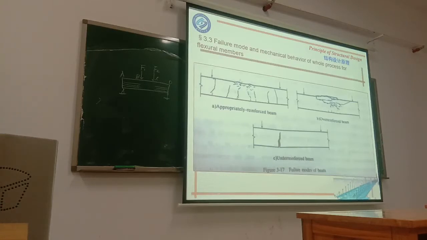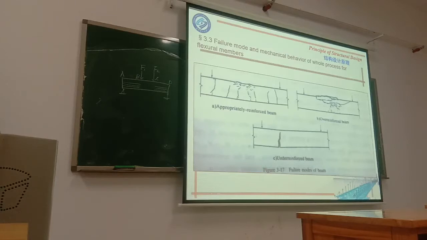And then the failure is like this. The crack, meaning the vertical crack, and the steel reaches the yield strength. The concrete reaches the compression strength. This happens at the same time. But for this second one, it's an over-reinforced beam. That means you put too much steel inside.